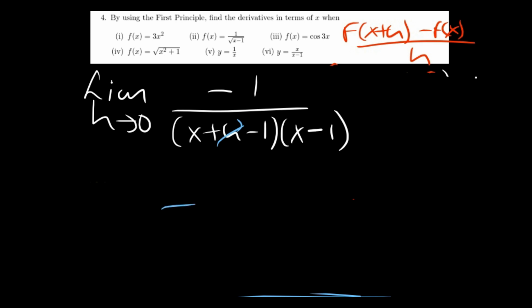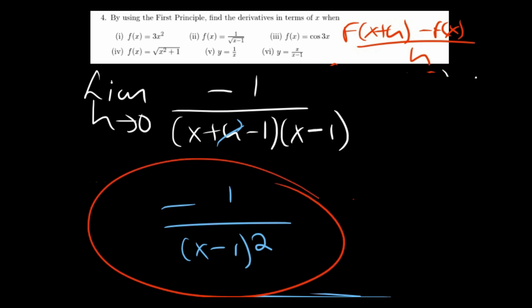You have negative 1 remaining over x minus 1 coming twice, so that would mean x minus 1 to the power 2. Okay, so I believe if all our computations are okay, this is the derivative for that other one. And of course you can try it by using the quotient rule to verify all our solutions. Okay, so this is where we end with question 4.